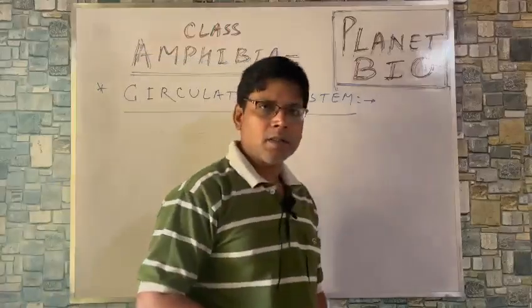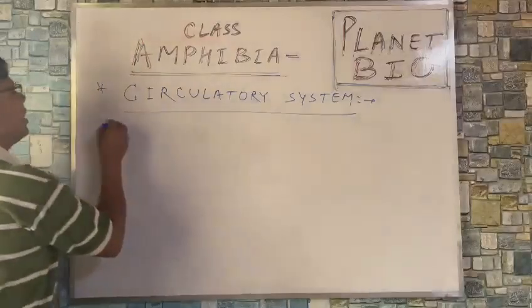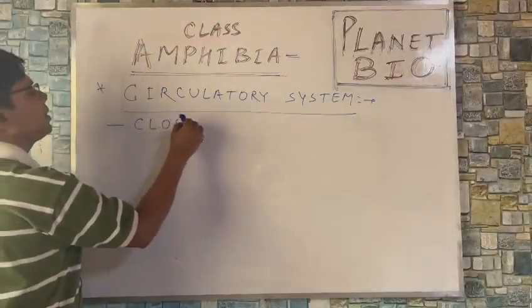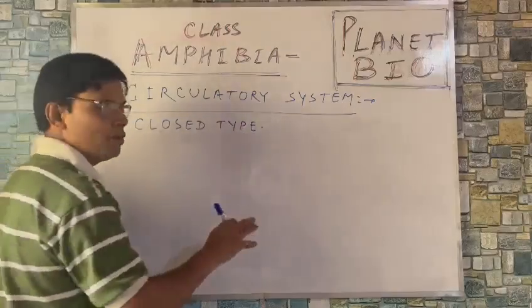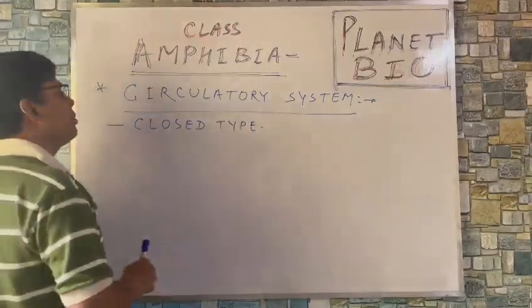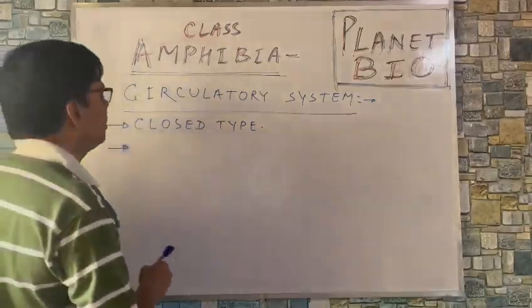Time to discuss the circulatory system, or vascular system. Here we can find that a closed type circulatory system is found, meaning hemocoel is absent and capillaries are present. Second point.